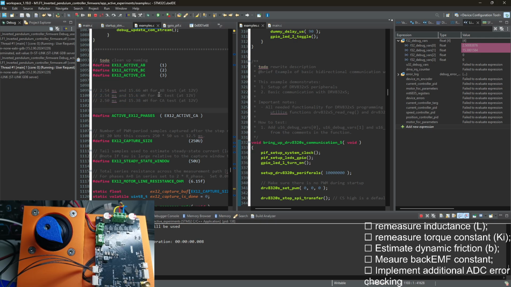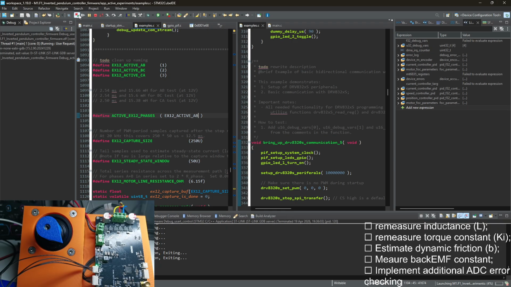Okay, and let's do the same examples just on the 24 volts. Let me increase the voltage on my power supply, like that. And let's do it again. Let's do another sweep. We have time, right?